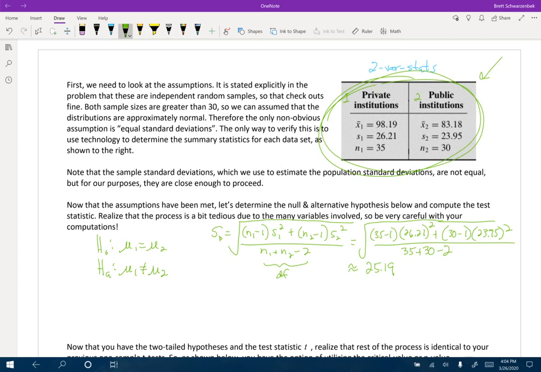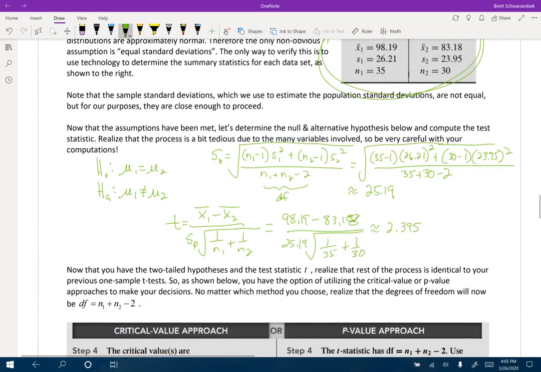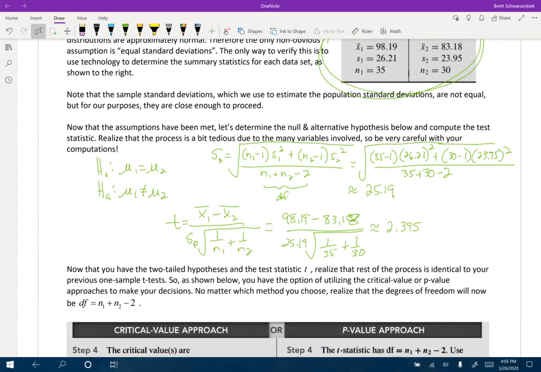Okay, once we have that, we can then calculate the test statistic t, which is x bar 1 minus x bar 2 over s sub p, the pooled standard deviation, times the square root of 1 over n1 plus 1 over n2. Again, we just substitute in the values that we have here. What are those values? It's going to be 98.19 minus 83.18 over 25.19 times the square root of 1 over 35 plus 1 over 30. This calculation will lead you to approximately 2.395. It could also be 2.40. I just added that in there to get a little bit more accuracy out of this. Okay, so 2.395 is our test statistic t, which is what we were trying to find.